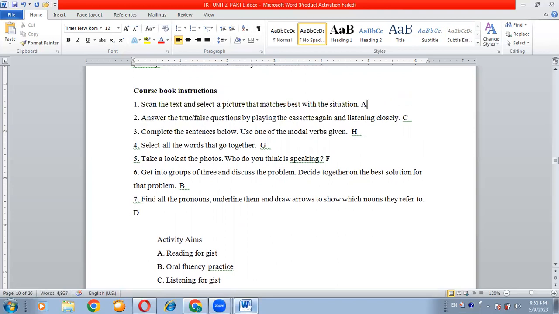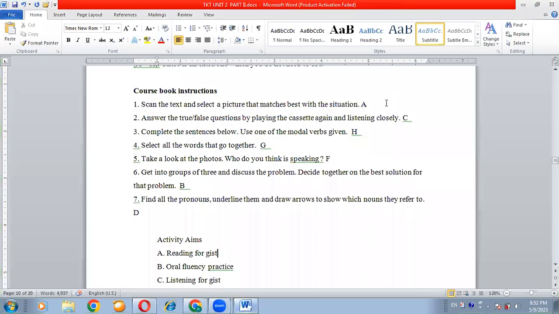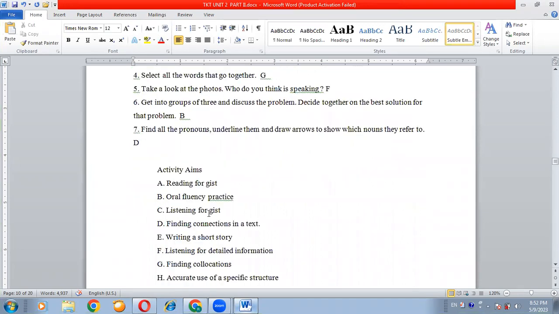Number 1 next. Reading for gist. That means specific information. So reading for gist. Reading for specific information. So we scan the text and select a picture that matches best with the solution. Okay. So number 1 A, number 2 C, number 3 H, number 4 G, next one F, B, and D.